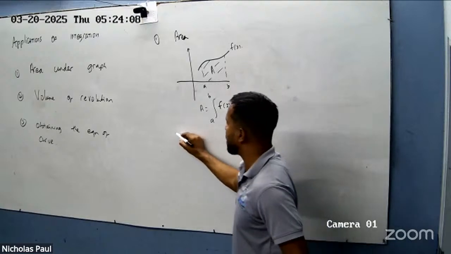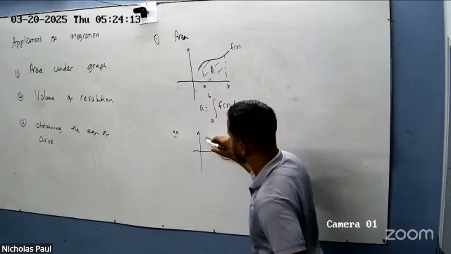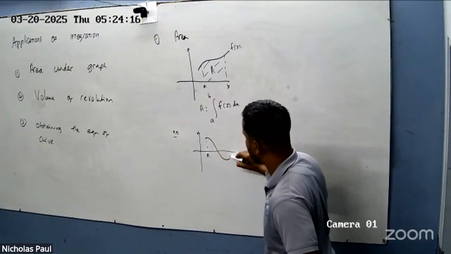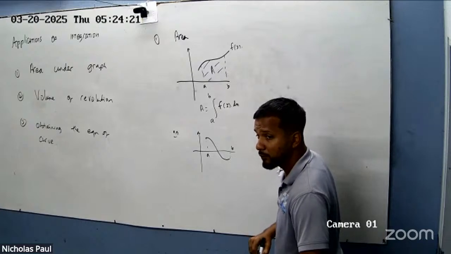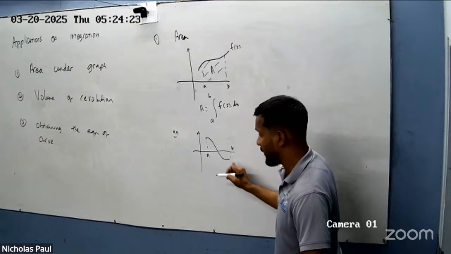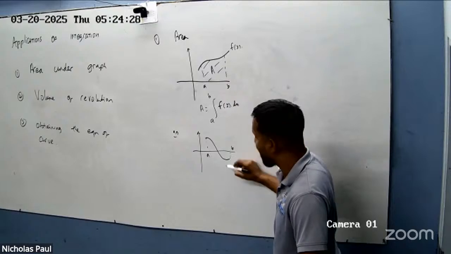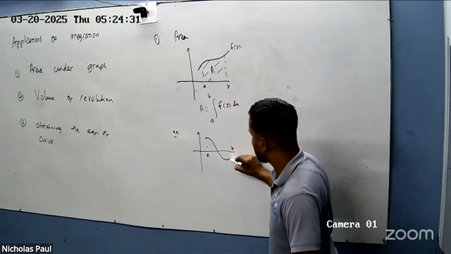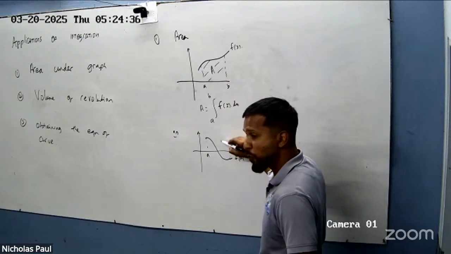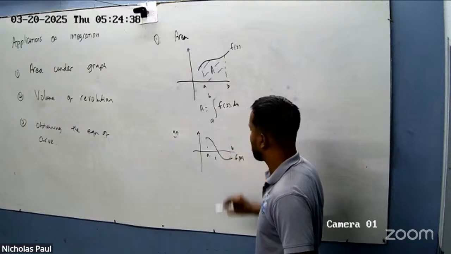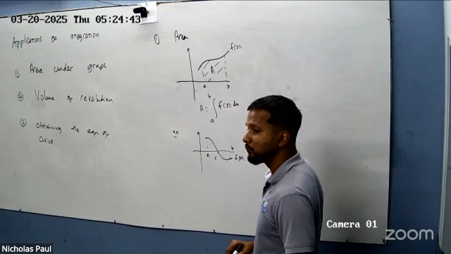But what will happen if you have something like this between A and B? It will intersect the x-axis. Keep that point as C. Then you find the area between A and C, and then between C and B. And if you want the total area, you add them.